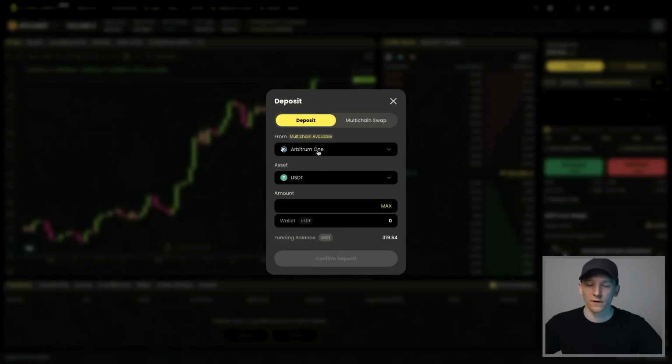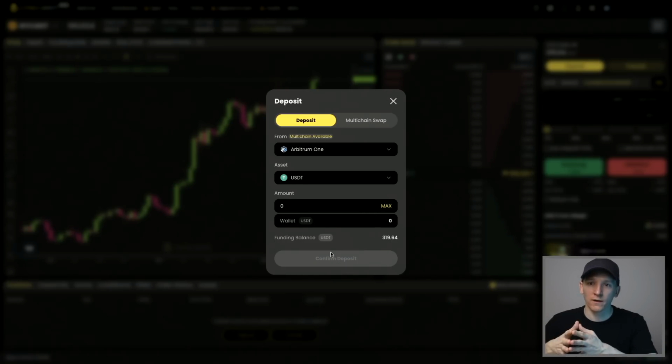So I'm going to use Arbitrum 1 because I sent some money over to Arbitrum 1 from crypto.com, USDT. You can choose either USDT or USDC, as you can see here. So whichever one that you want to use, press the max amount, whatever that may be, and then go ahead and press confirm deposit.